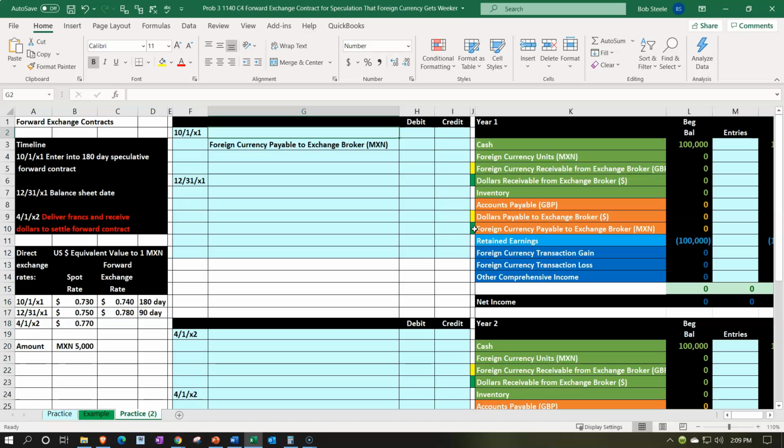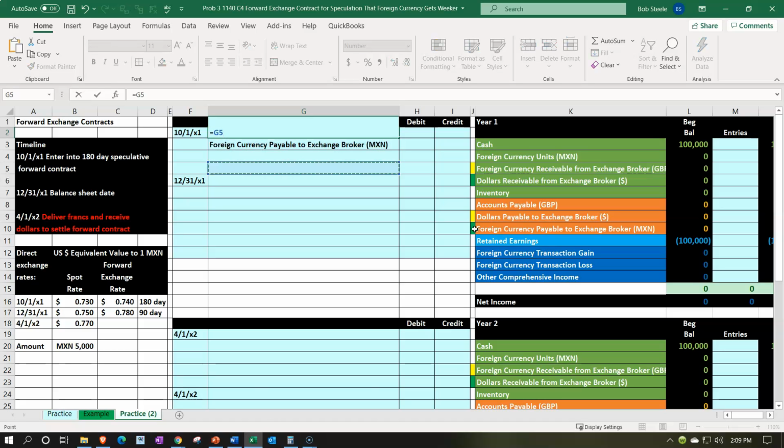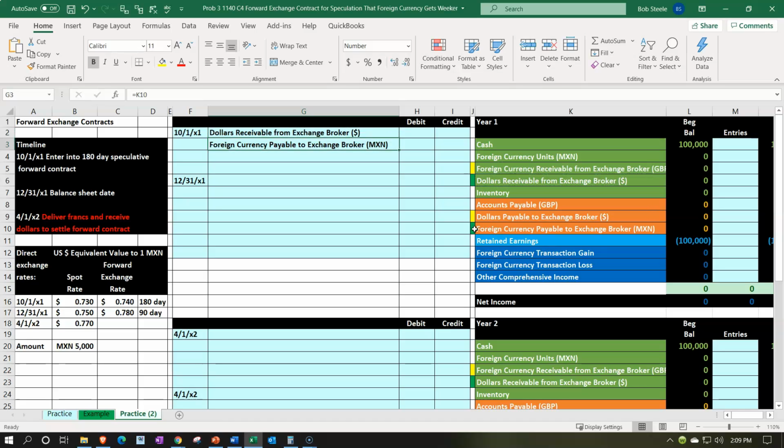And then the other side is going to be the receivable. So we're going to say the dollar receivable here from the broker. So we have a receivable and a payable from the broker. The receivable we're going to receive simply in US dollars. The payable we're going to pay in pesos, in the foreign currency. We're going to put this on the books as of today's date.